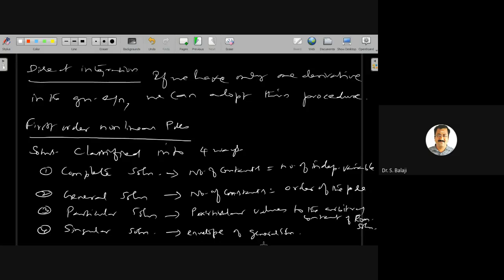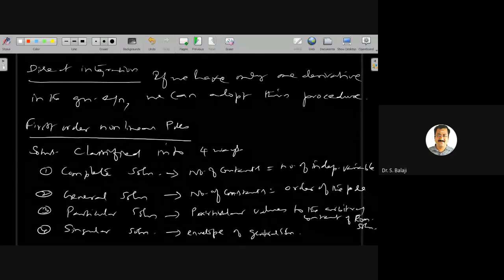It can be obtained by differentiating partially with respect to the arbitrary constants of the complete solution. If we have two arbitrary constants, we can differentiate partially with respect to a and with respect to b, and from that you can get the relationship of a and b in terms of x, y, z. Then substitute that. That will be the idea. Therefore, when you concentrate on first order nonlinear PDEs, the solutions are classified into four ways: complete, general, particular, and singular solution.